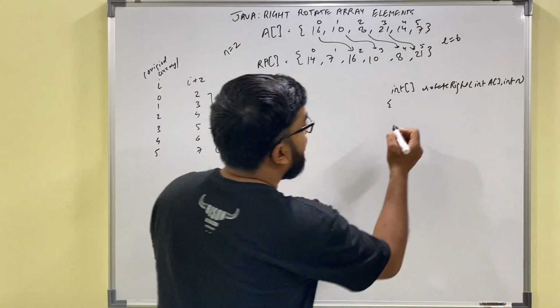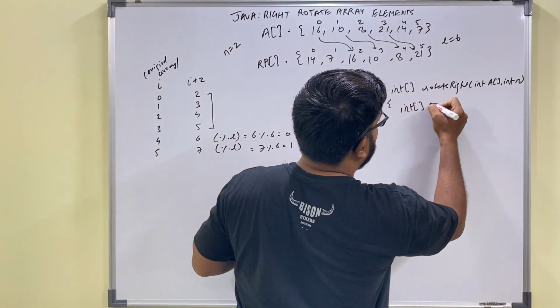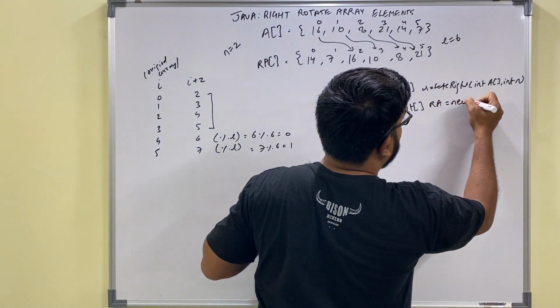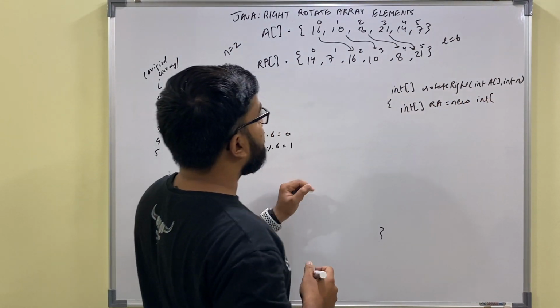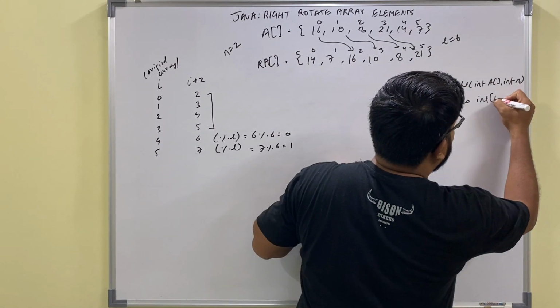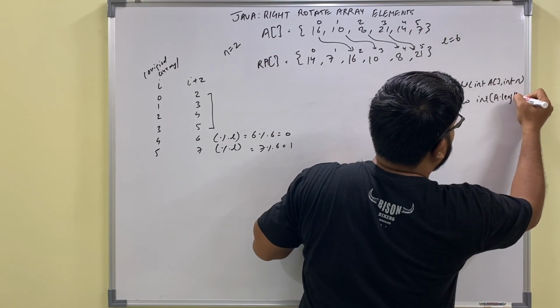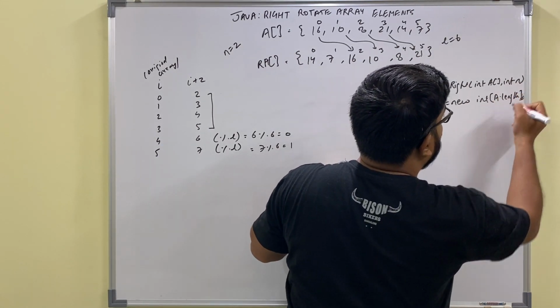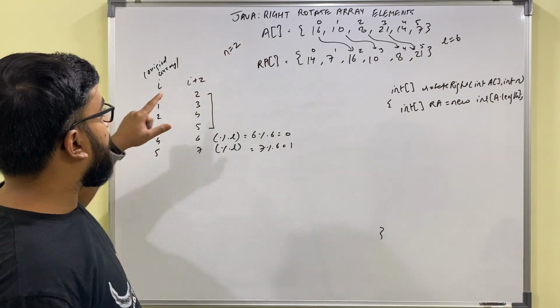So we create the rotated array first. We say int RA is equal to new int. How many locations? Exactly the same number of locations as in the original array. So I say a dot length. And then we iterate this original array to get all these indices.